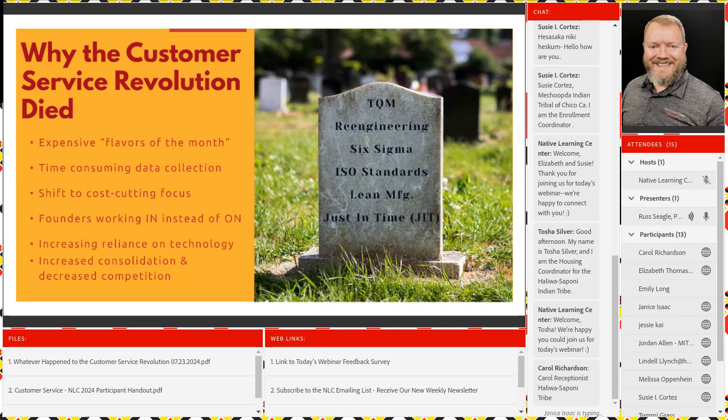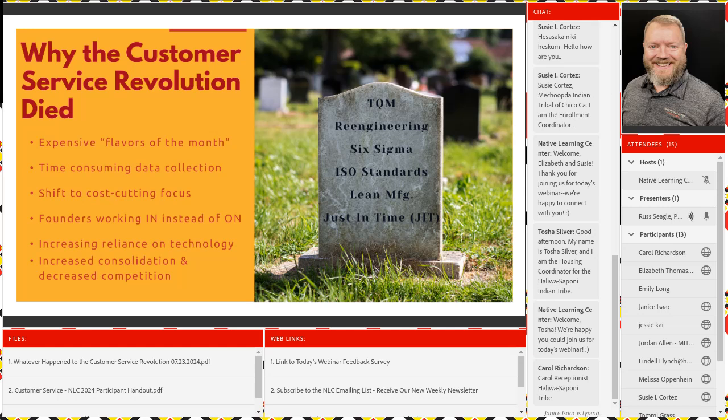And then finally, we saw an increase in consolidation and decreased competition. If you look at the number of airlines that are out there, if you look at the number of appliance manufacturers that are out there, we are no longer in an era where businesses are too big to fail. We are now in an era where they are too big to care.